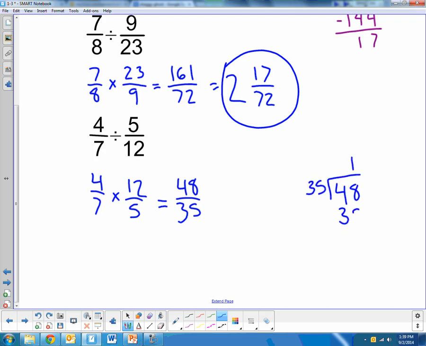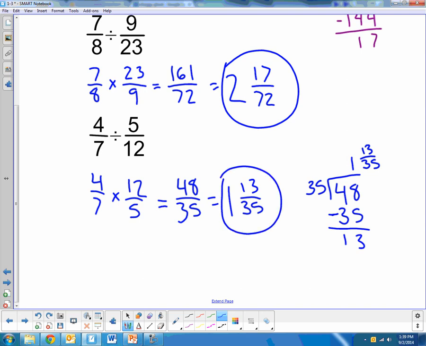35 only goes into 48 once. They're pretty close together. And so when I subtract, I'm going to get 13 left over. Again, my remainder of 13 I can write as a fraction, 1 and 13/35. 13 is prime, which means we can't reduce that any further. 1 and 13/35. Again, both of my original numbers were positive numbers, and so if they have the same sign, the answer is positive.